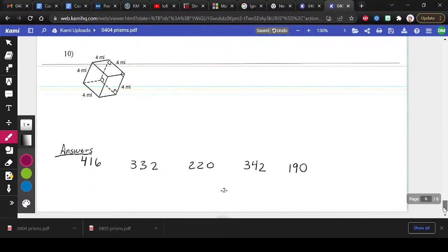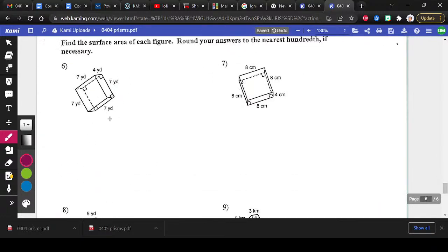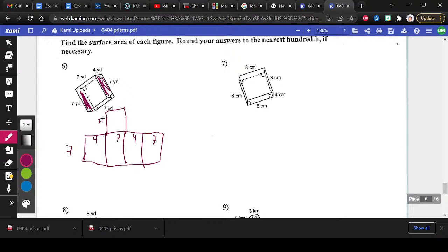Then we had one last group of these figures. These tended to give people more problems because there were more numbers. But again, if we look at this and go, okay, let's call this the top. Then we know that the top is 4 by 7 and the bottom is 4 by 7. So then the distance from the top to the bottom is 7. So if you drew your rectangle for your lateral surface area, you have 7, and then you go 4, 7, 4, 7. And for your top, you know that you said it was 4 by 7. Down here is 4 by 7.